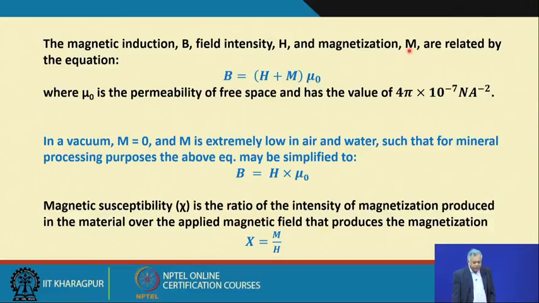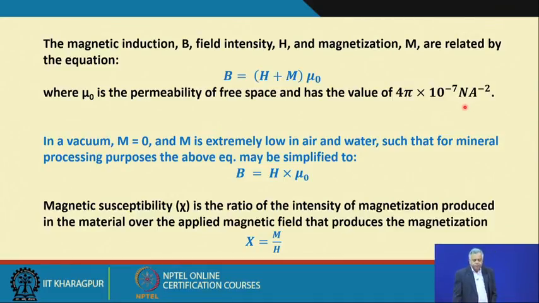They can be correlated by the equation: B is equal to mu 0 times (H plus M), that is, your magnetic induction is equal to the field intensity plus magnetization M, multiplied by mu 0. What is mu 0? Mu 0 is the permeability of free space. Permeability of free space means at vacuum. It has the value of 4 pi into 10 to the power minus 7 Newton per ampere square.